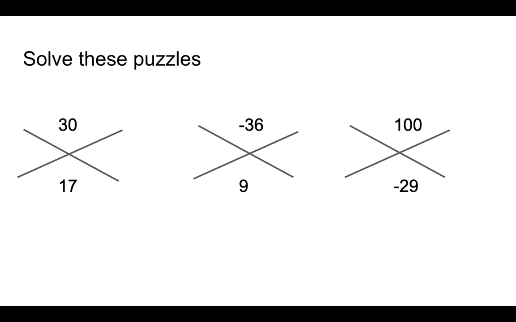Okay, welcome back. I'm going to post the solutions to these now. Okay, so hopefully for this one you found 2 times 15 gives 30 and 2 plus 15 gives 17. Over here, 12 times negative 3 gives negative 36. If I add those, I get 9. Here, negative 25 times negative 4. This one's challenging because you had to know you had two negative numbers. That gives us 100 if I multiply, and if I add them, I get negative 29. Okay.